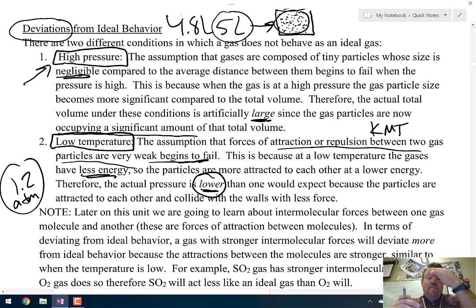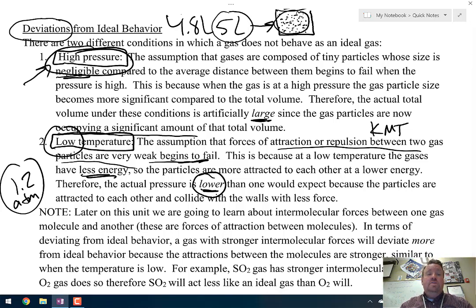Now, there's a lot of different ways that they can ask you questions about this. One of them, like we said, is they might just simply say, under what conditions is a gas most likely to not behave as an ideal gas? And they'll give you a temperature and they'll give you a pressure. So you're looking for the highest pressure and the lowest temperature. And that's when it does not behave as an ideal gas. Okay? If the pressure is low and the temperature is high, that's when it does behave more like an ideal gas.